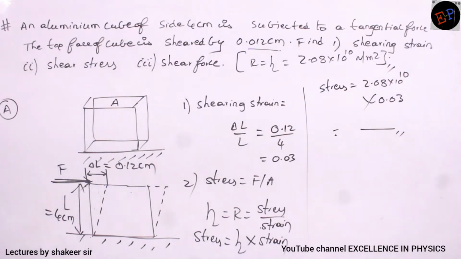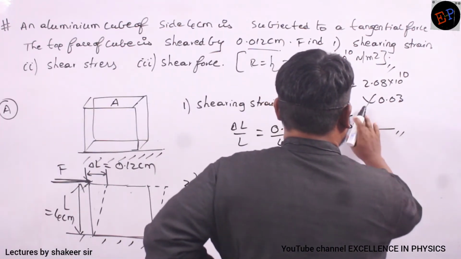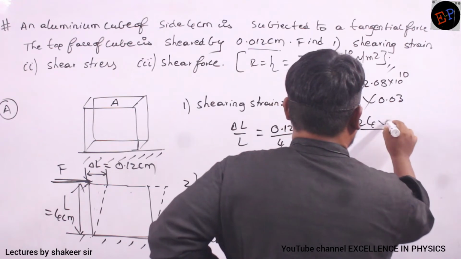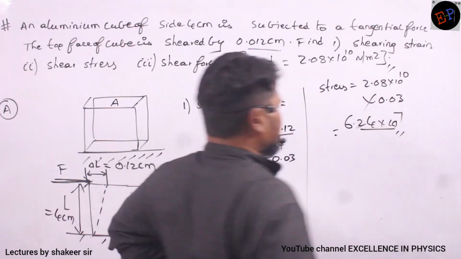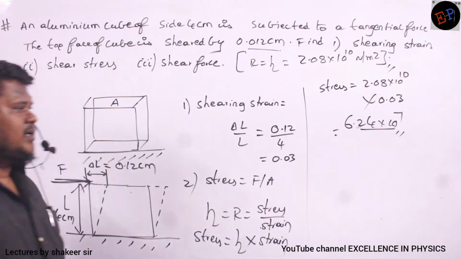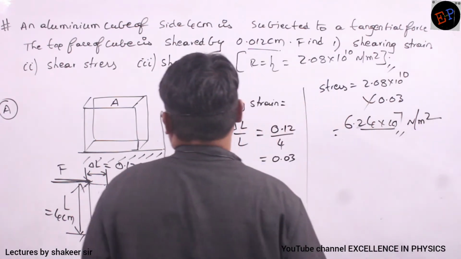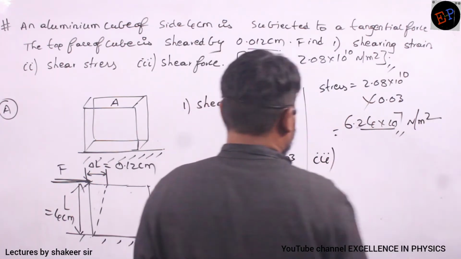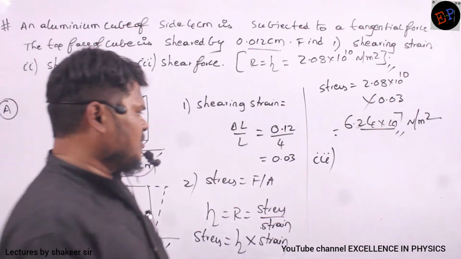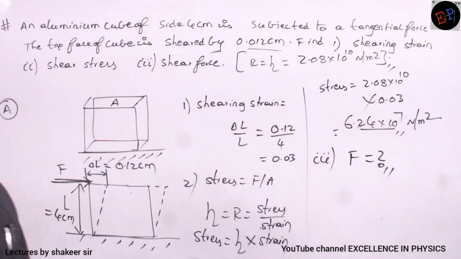To do this calculation, you will get the stress produced in this one. And the answer is how much? 6.24 into 10 power 7. So that is the stress which is produced. Clear? So stress units will be Newton per meter squared. Third question. Which is the third question? Shearing force. Shearing force, how can I calculate? It means F value, how can I calculate?